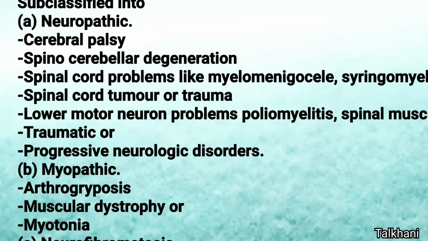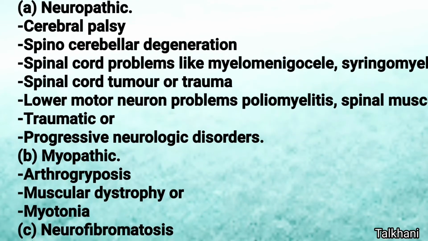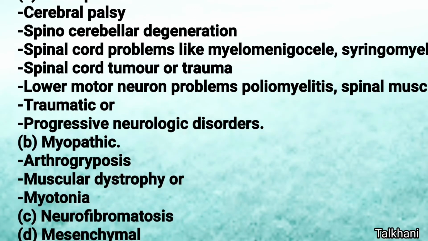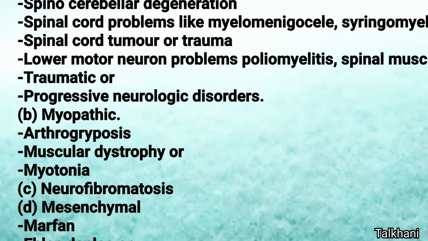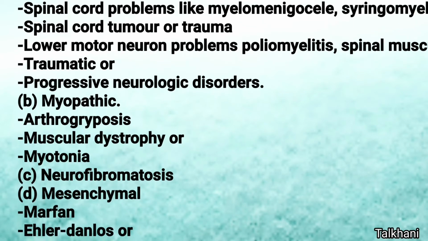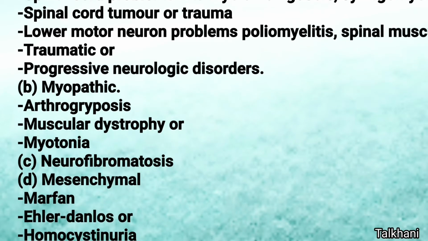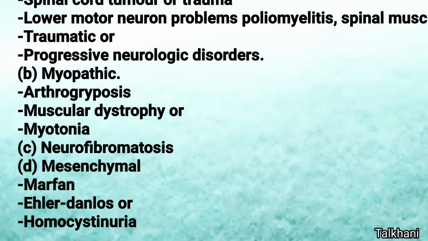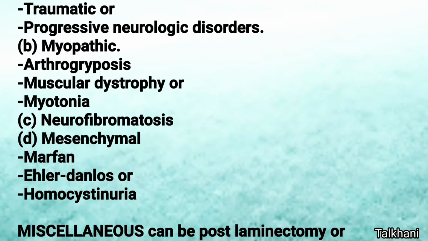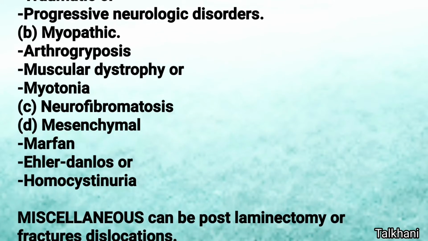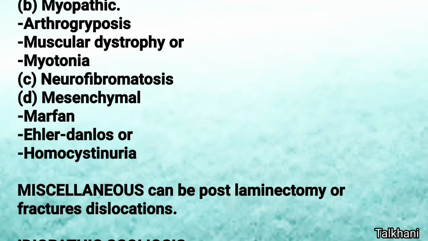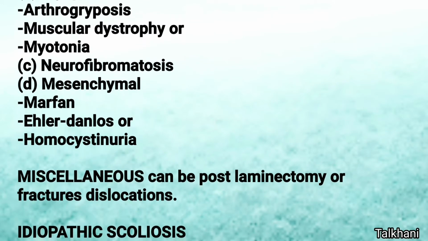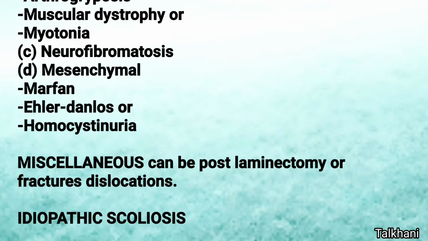B. Common causes of myopathic scoliosis are arthrogryposis, muscular dystrophy, or myotonia. C. Neurofibromatosis. And D. Common mesenchymal disorders causing scoliosis are Marfan's, Ehlers-Danlos syndrome, or homocystinuria. Miscellaneous group causing scoliosis includes scoliosis due to post-laminectomy or fracture dislocations.